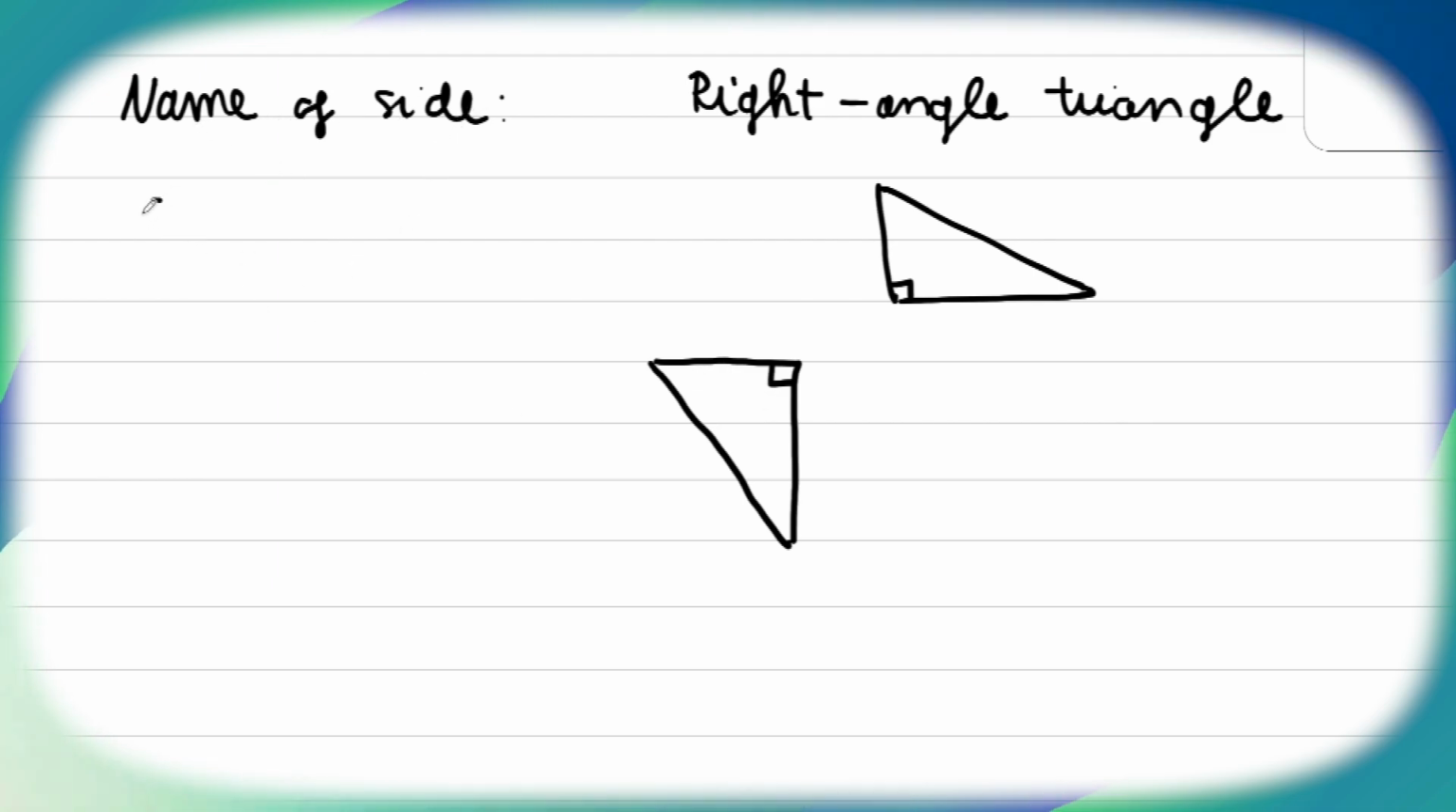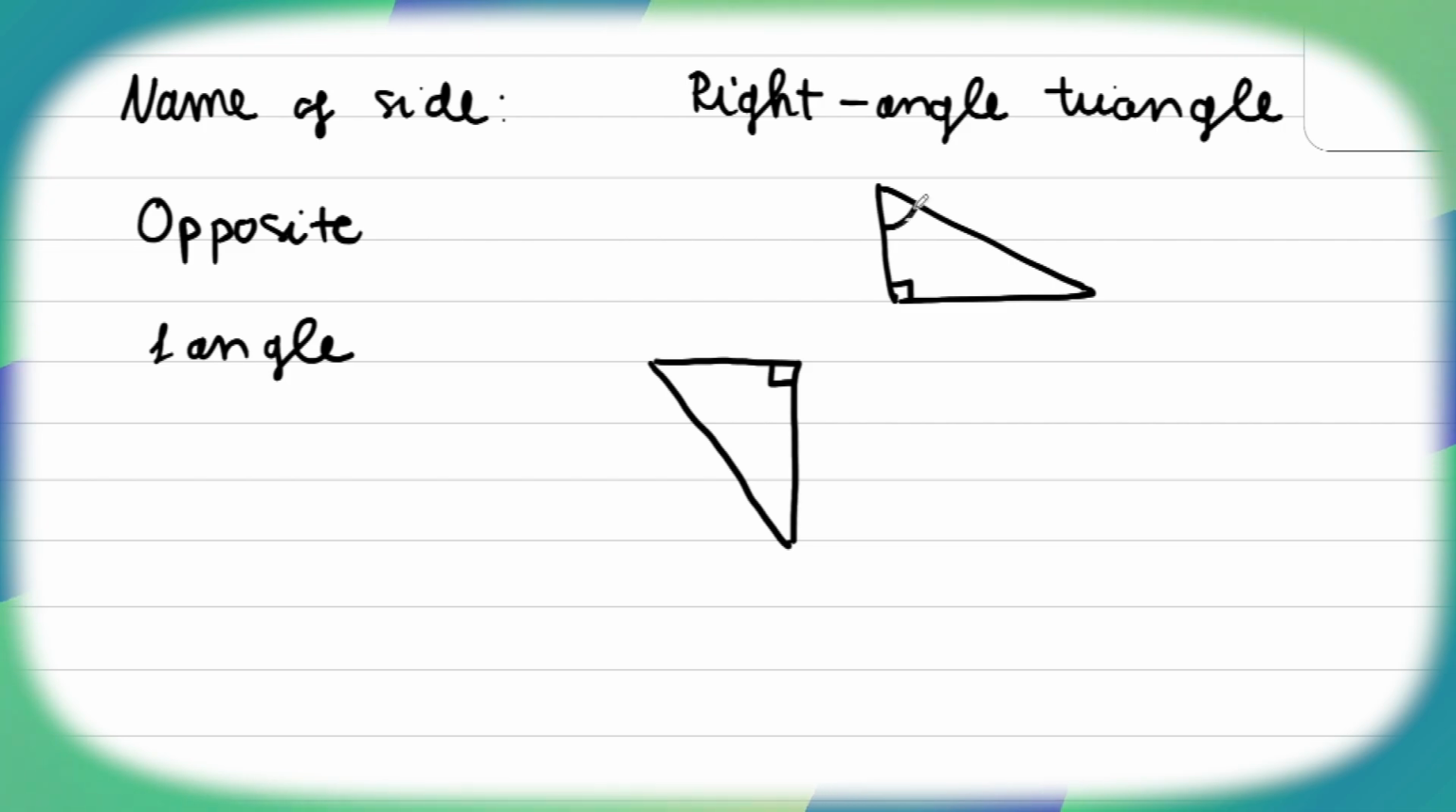I want to introduce the definition of the opposite side. If you want to name a side as opposite or another name, you will need an angle. You can choose this angle, or you can choose this one. So you need at least one angle, and then you will name the side as opposite, hypotenuse, or adjacent. And the definition I want to talk about in this video is opposite.